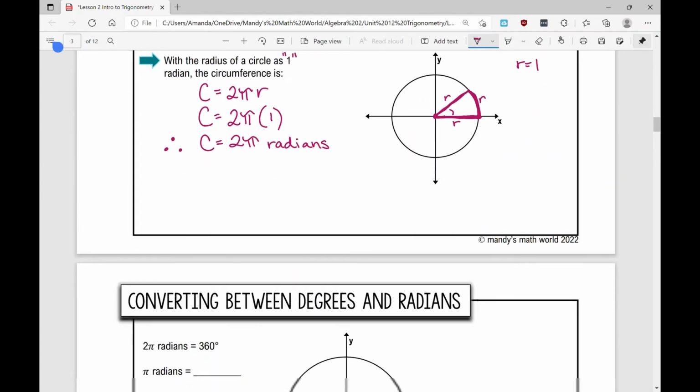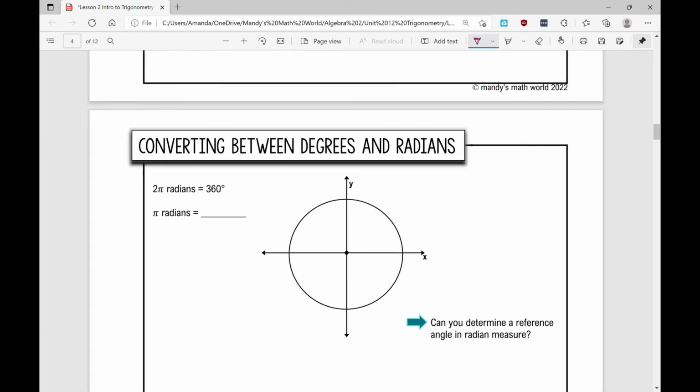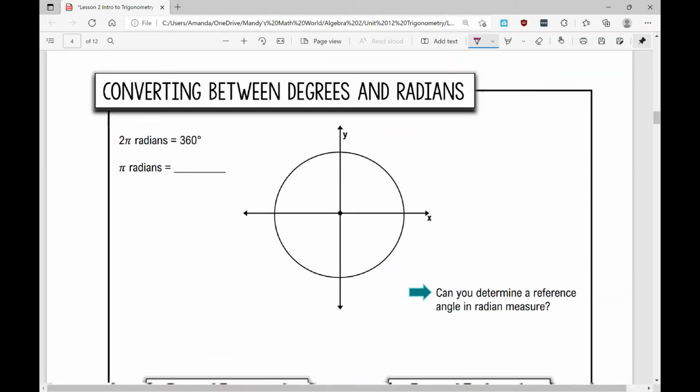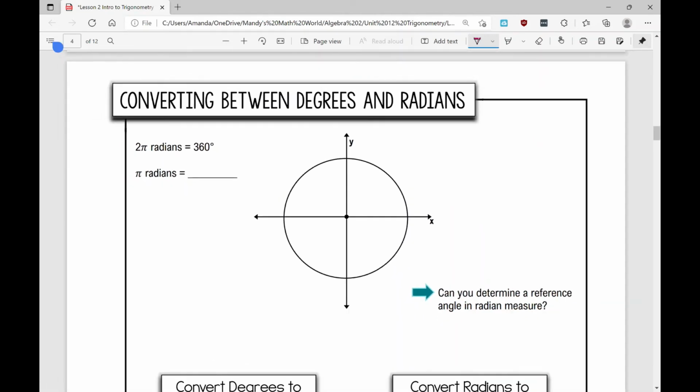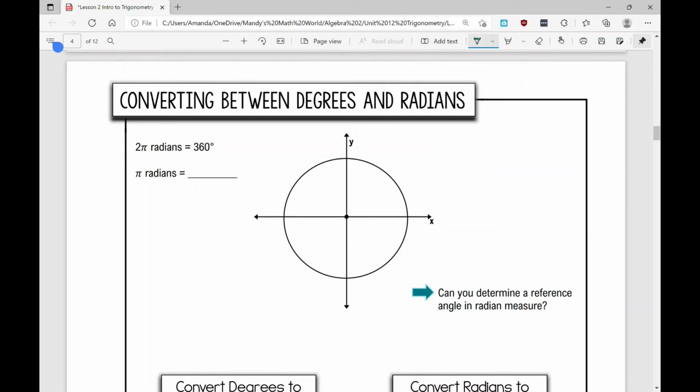So let's move on to converting between degrees and radians. And remember, this is just an introduction to trigonometry. So all of these little skills and concepts that I'm showing you, we'll be using in the next several lessons over our trigonometry unit for Algebra 2. Okay, this is our last page of notes. Converting between degrees and radians.